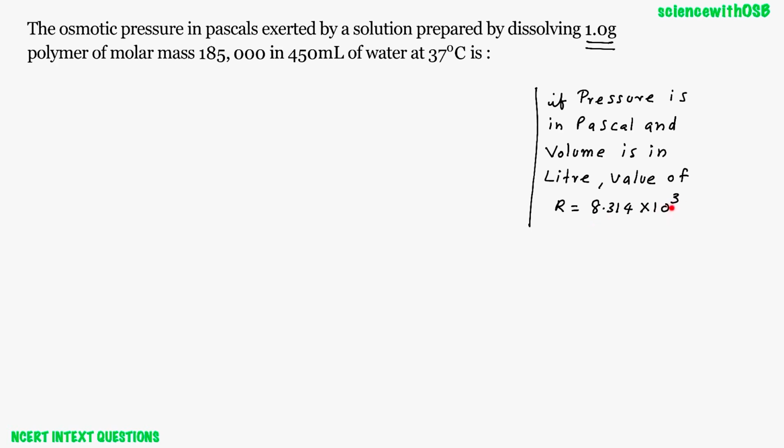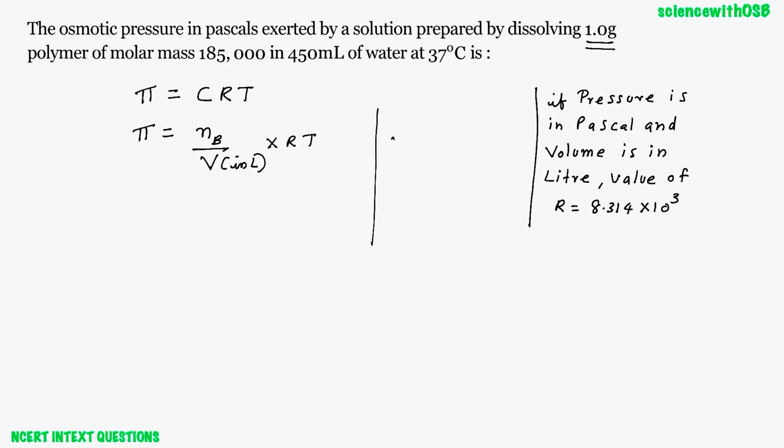8.314 into 10 raised to 3. You remember this point. What is the equation for osmotic pressure? Osmotic pressure pi is equal to CRT, right? What is C? C is molarity, concentration, right? And molarity we know it is number of moles of solute by volume of solution in liter. That is the equation for molarity, right? Into RT, right? All values you can find very easily.